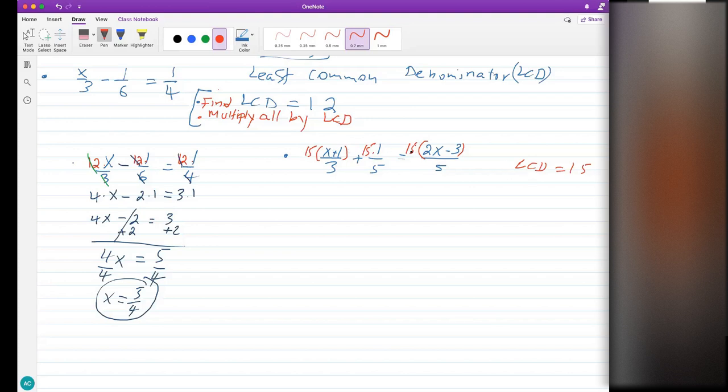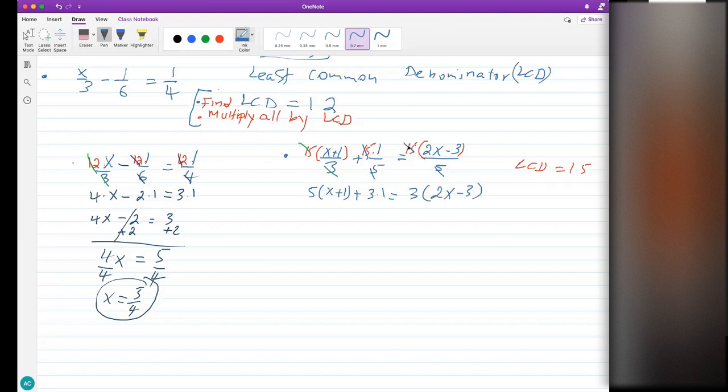We put the LCD next to each fraction. What happens next? You cancel. That's right, cancel, divide, so 15 by 3. So this will be 5. And 5 times x plus 1, keep that here, don't distribute yet, just bring that down. Plus, next we have 15 by 5. That's 3 times 1. And we have an equal sign here. Finally, 15 by 5, that's 3. And 2x minus 3.